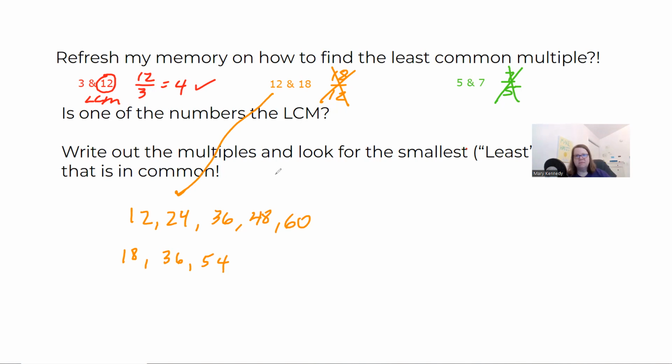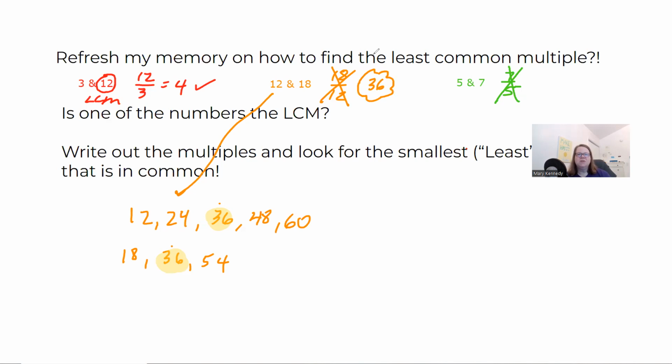But we actually should go ahead and stop, because hopefully you see that we have a 36 in common in both of these, right? There's that C, common, for LCM. And so the least common multiple here is 18. No, it's 36. Sorry, I didn't mean to say that. It's 36 because that's what we see in both sets of multiples. And it's the first one we see, meaning it's the smallest. So the least common multiple here is 36. So that's what we're looking for for 12 and 18.